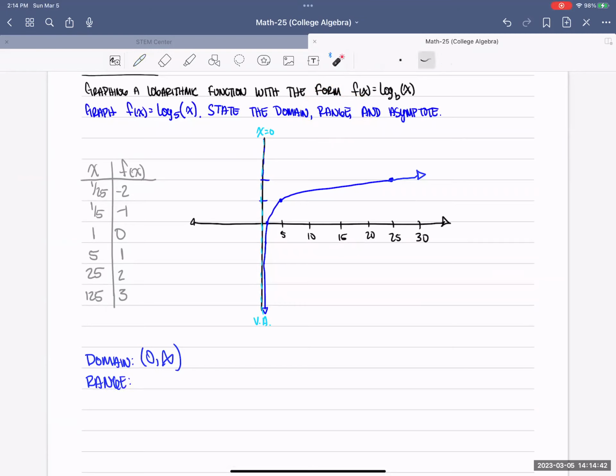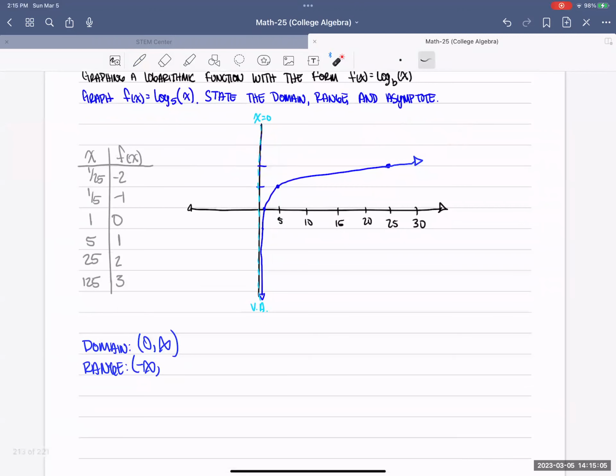Next, let's talk about the range. With the range, it's all the values that we output. So as we go closer and closer to x equals 0, we go further and further down. So here we're starting off at negative infinity. And let's see how far we go up. So we go up, up, up. And even though it looks like we have another asymptote here, we don't have that asymptote there. We are able to grab values all the way up to positive infinity. It's just that these take off so quickly to the right. But we do have values up to positive infinity.